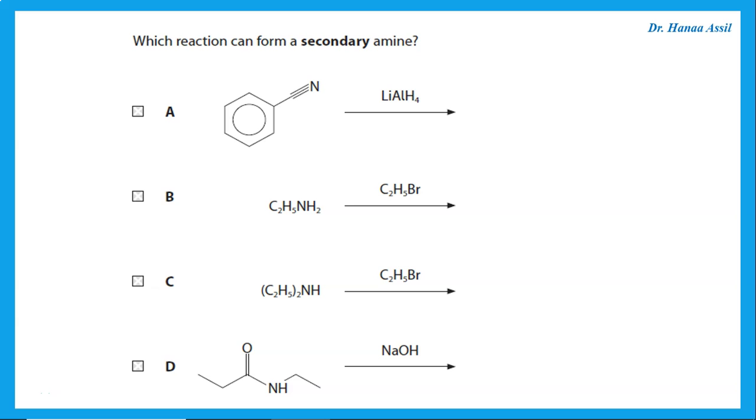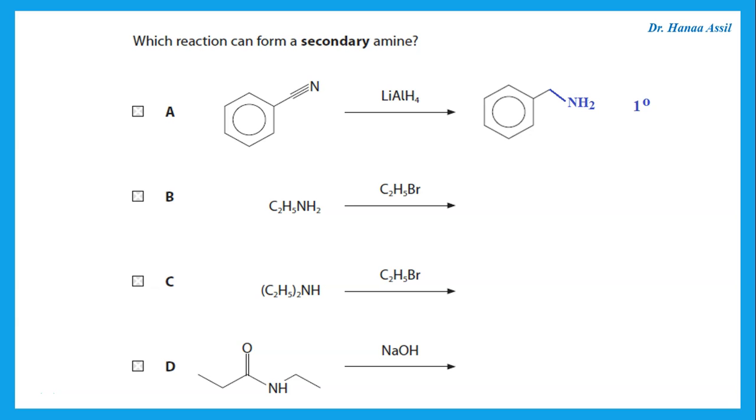So this question says, which reaction can form a secondary amine? Let's take a look at these reactions. That first reaction is a nitrile or a cyanide with lithium aluminium hydride. That will change it into this kind of amine, and you should realize that this kind of amine is a primary amine in which the nitrogen has 2 hydrogens attached to it.